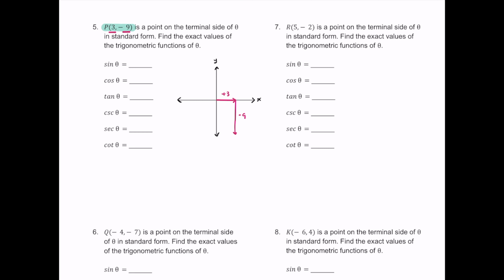And then let's go ahead and just draw the hypotenuse or the radius. Okay, and so that's going to be r. And we need to figure out what that is, just like we've done in the last few. So we know x squared plus y squared does equal r squared.